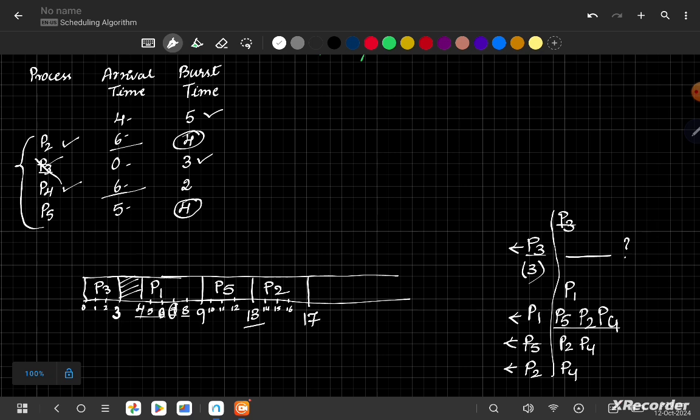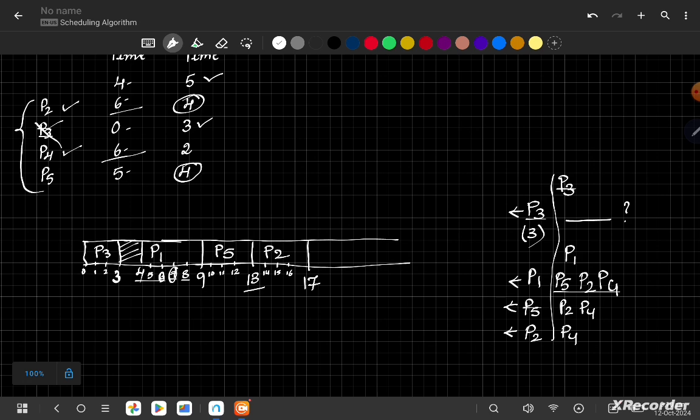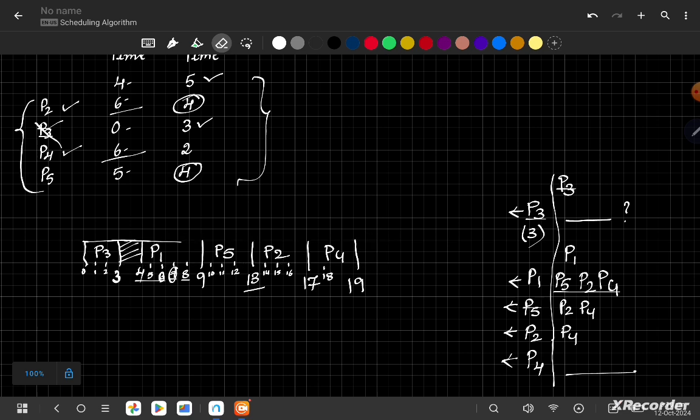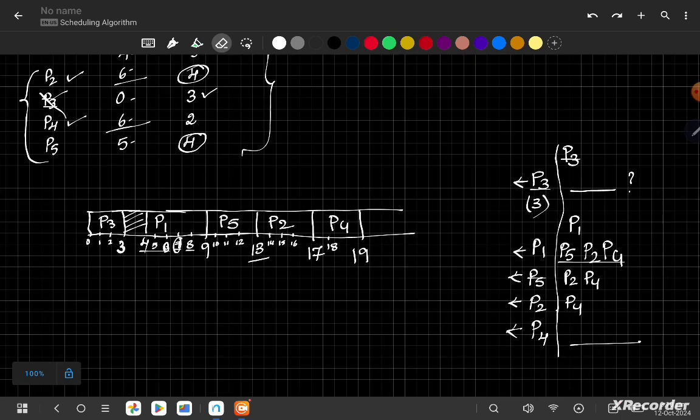So once P2 is done, what is the last process remaining inside the ready queue? We have P4. So P4 will go, and there is no other process left here. Now P4 will go inside the CPU. What's the burst time of P4? It is 2. That means 17 to 18 and 18 to 19, it completes the task. Now the Gantt chart looks a little messy because of the calculation that we have done.